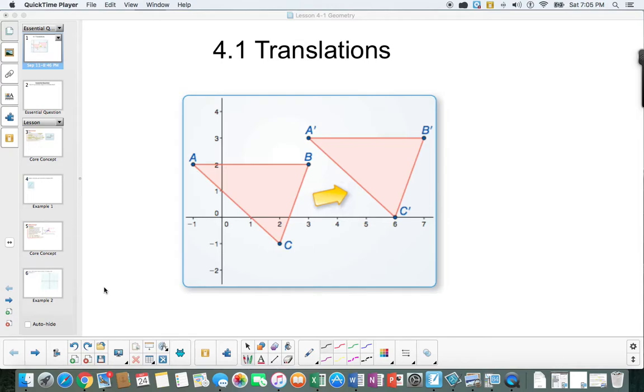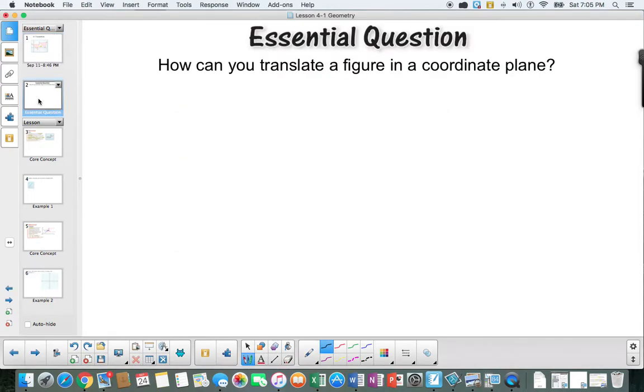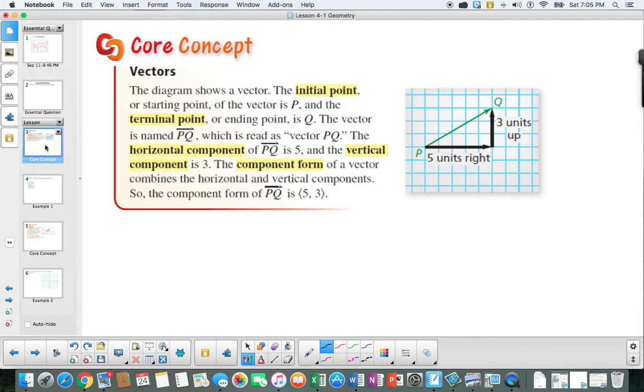Lesson 4.1, Translations. The essential question: how can you translate a figure in a coordinate plane? All right, let's take a look at vectors. We are going to use some terminology that's a little bit more sophisticated than "slide" that was used in the lower grades. We're going to use a vector to tell us how we're going to move a figure.